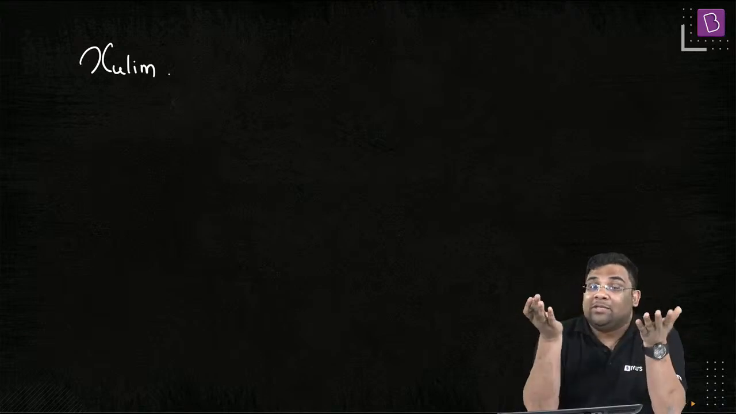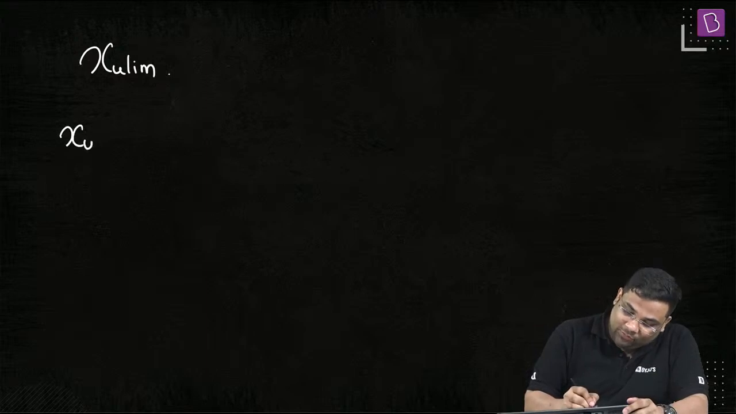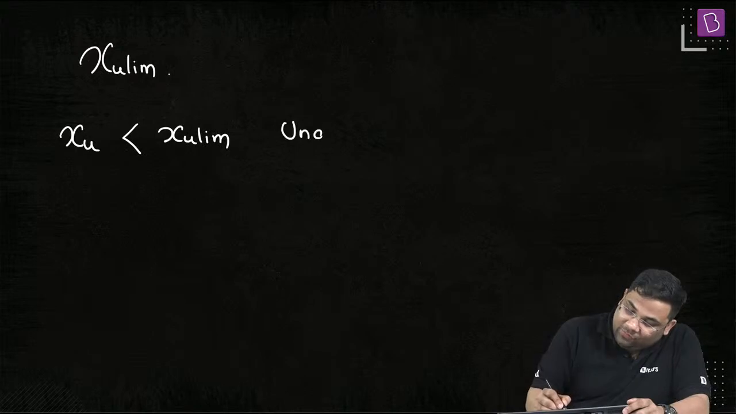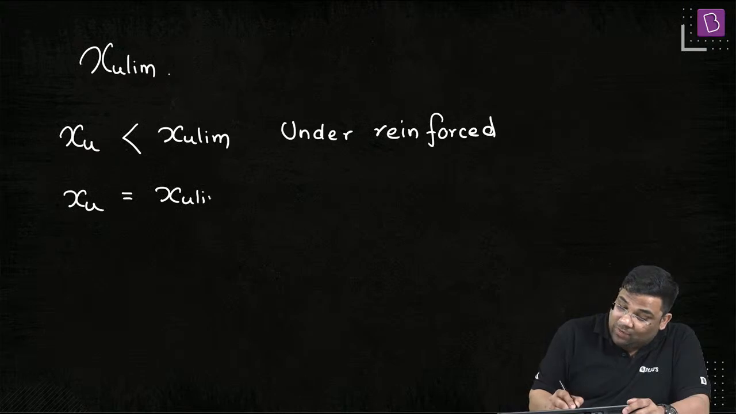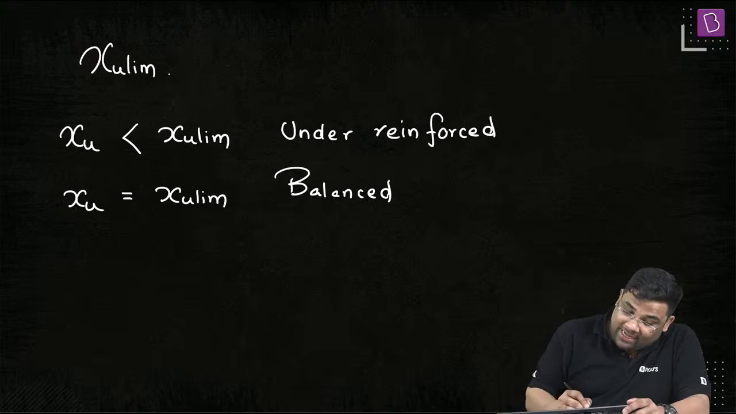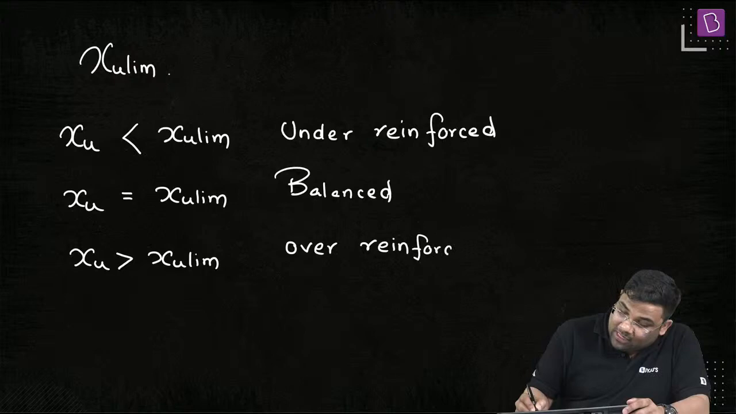If it crosses this particular value, the beam will be over-reinforced. So if Xu is less than Xu limiting, the beam is under-reinforced. We know this thing. When Xu is equal to Xu limiting, we call that balanced action. And when Xu is greater than Xu limiting, we call that an over-reinforced section.